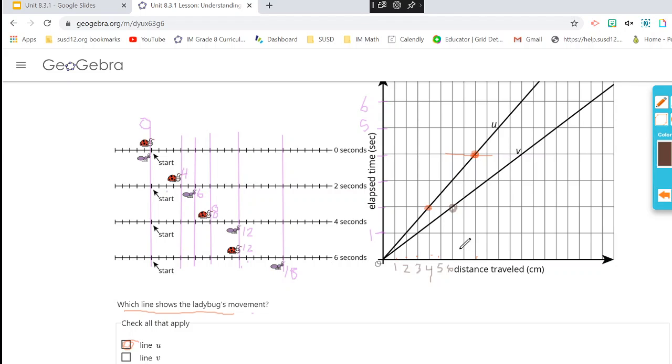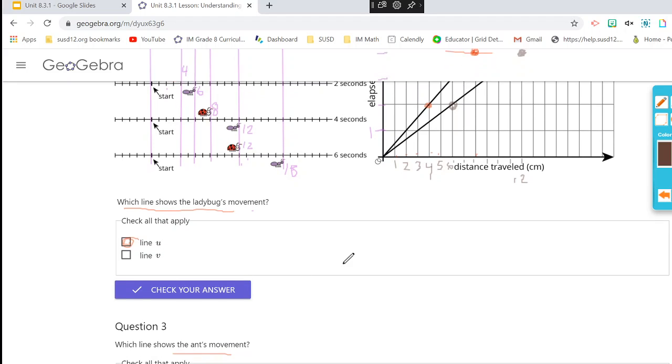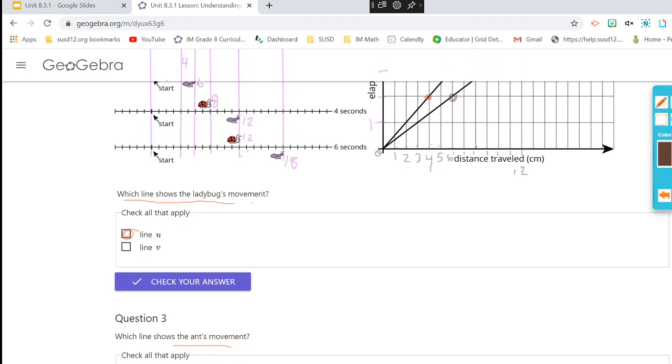And after 4 seconds, ant has traveled 12 centimeters. So 6 is there, 7, 8, 9, 10, 11, 12. 12 is here. I'll just label that right there with the scale. And that was 4 seconds. Okay, right here on the line. So now we can see which line is for ant. Ant is moving faster. That's line V.